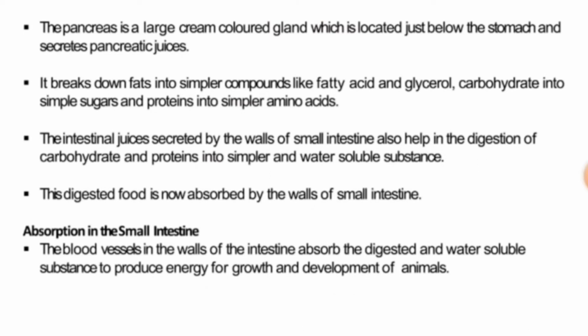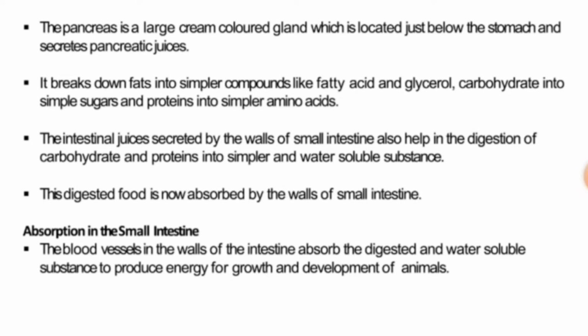The pancreas is a large cream colored gland which is located just below the stomach and secretes pancreatic juices. It breaks down fats into simpler compounds like fatty acids and glycerol, carbohydrates into simple sugars, and proteins into simple amino acids. The intestinal juices secreted by the walls of the small intestine also help in the digestion of the carbohydrates and proteins into simpler and water soluble substances.